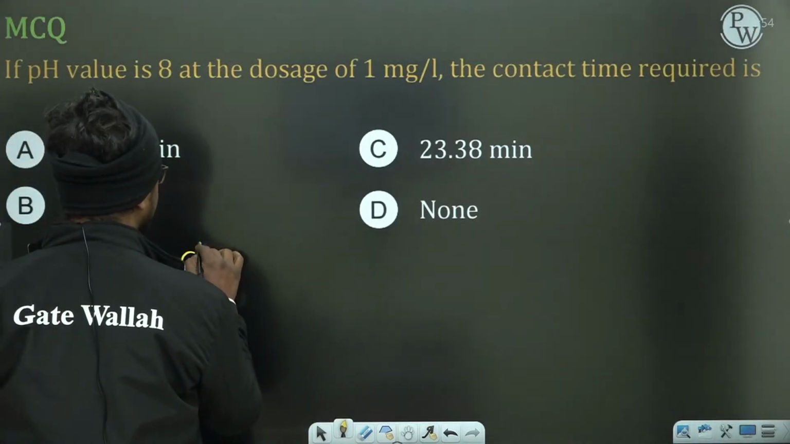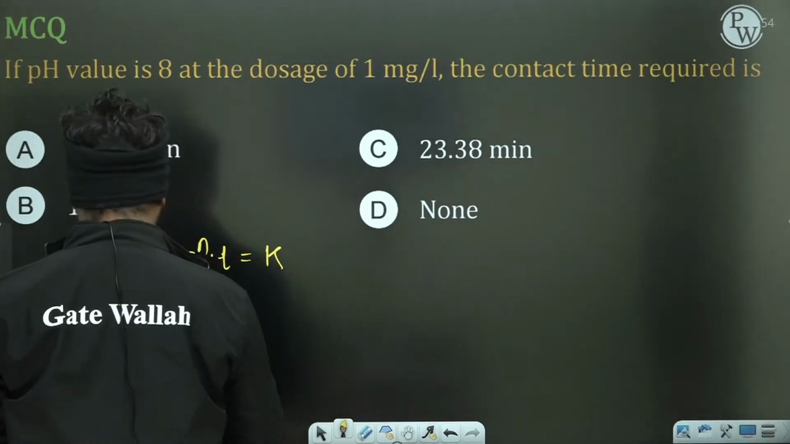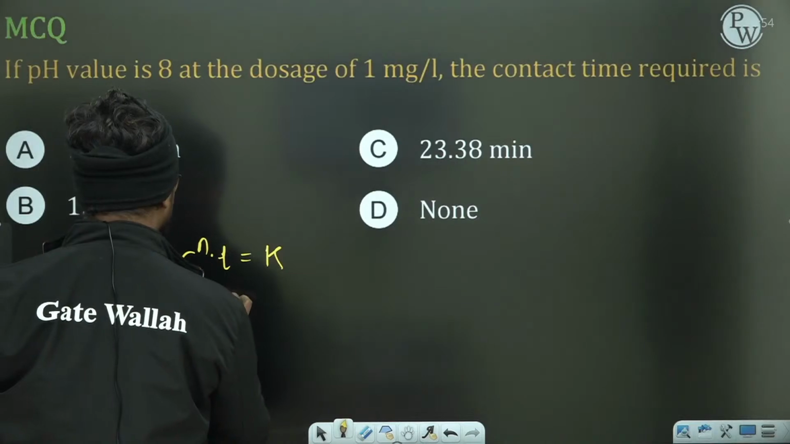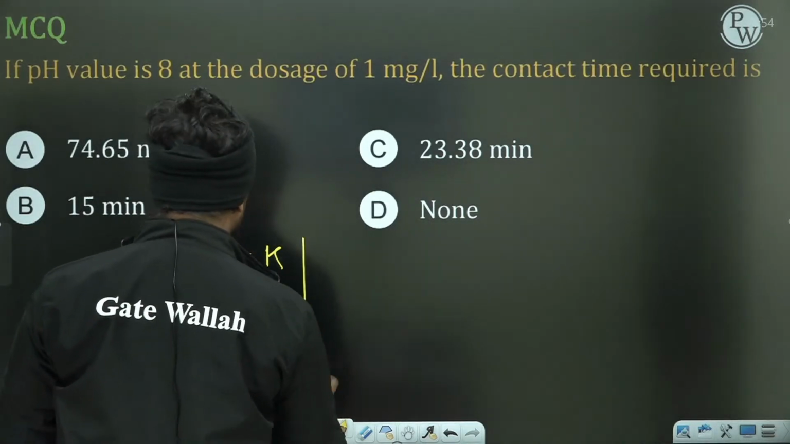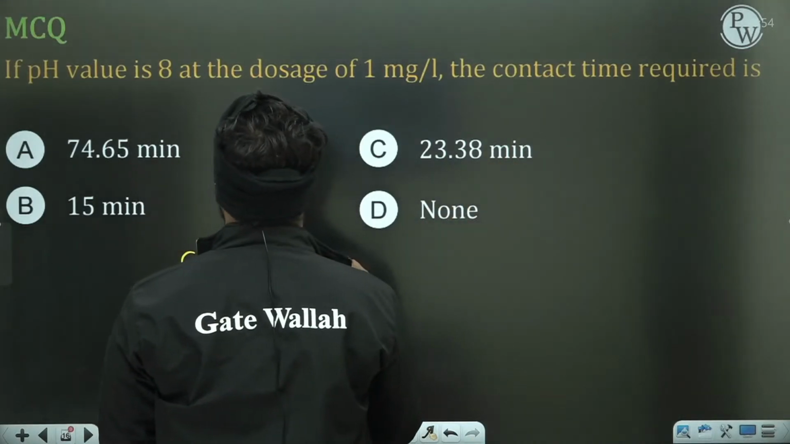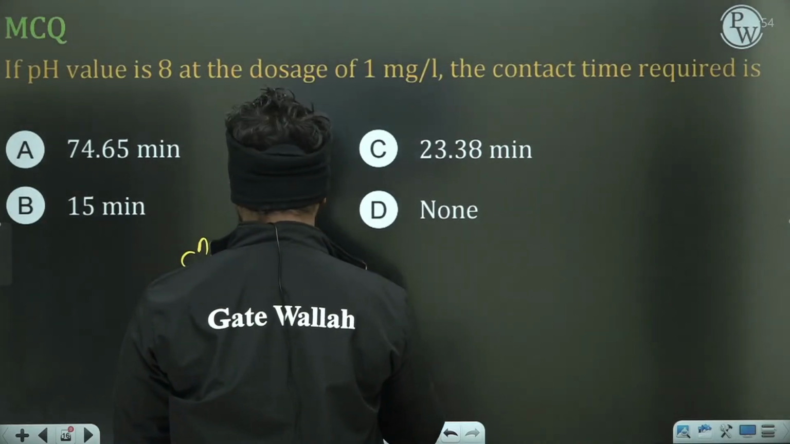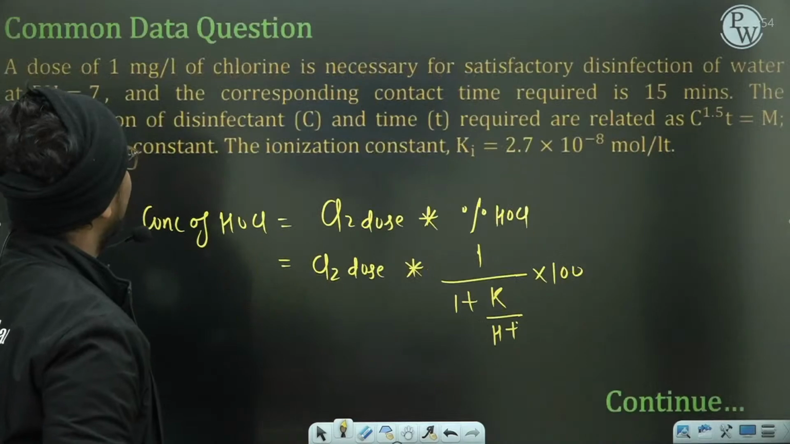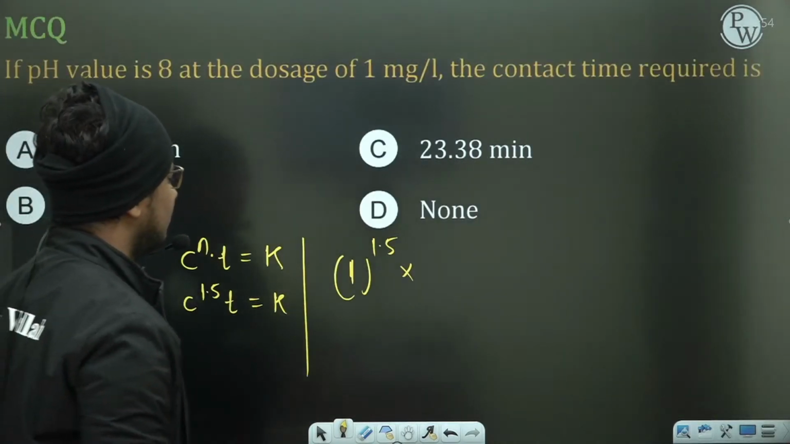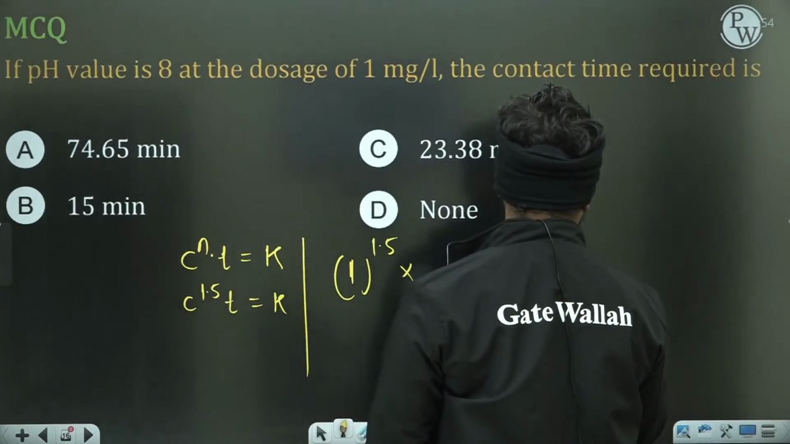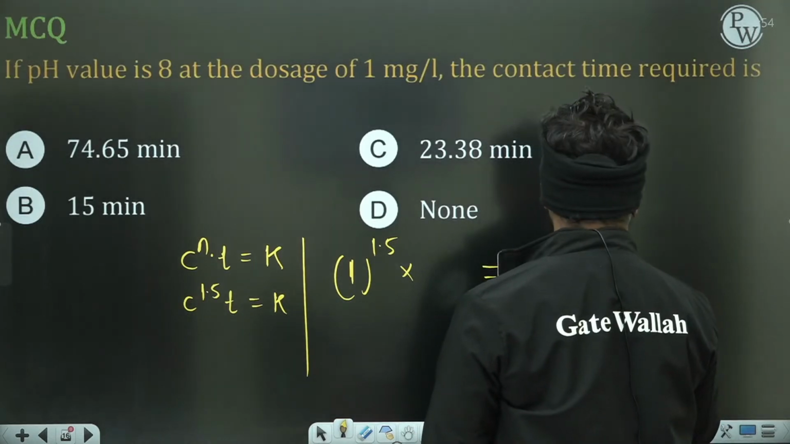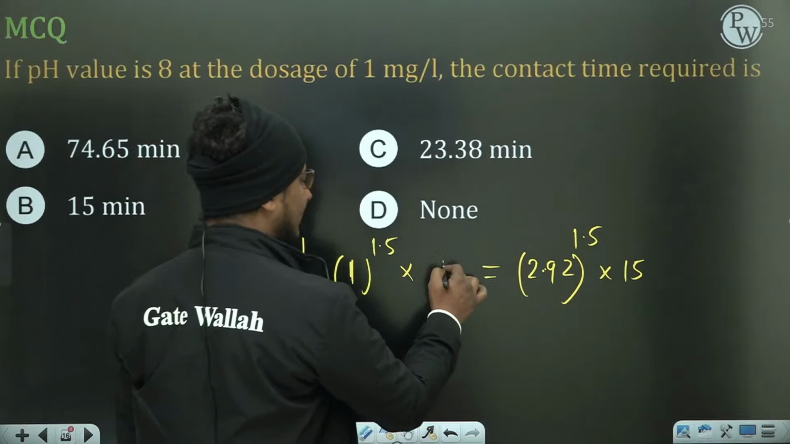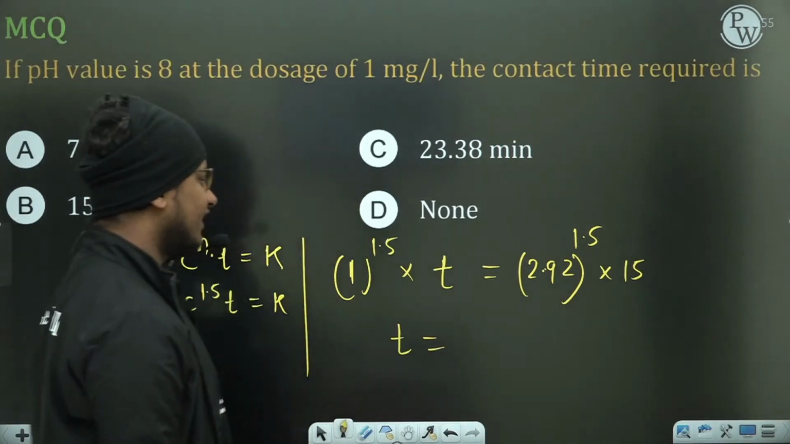So here we will use C to the power N into T equal to K relation. I think the N value is mentioned in this question. It is 1.5. So it is C to the power 1.5 into T equal to K. Now for the first case, concentration is 1, so 1 to the power 1.5 into contact time. Contact time they have mentioned here is 15. For the second case, we have 2.92 concentration required, to the power 1.5 into contact time 15 minutes. Now if you want concentration dose to be 1 to the power 1.5 into contact time, you need to find out T. If you calculate T, how much are you getting, please let me know.